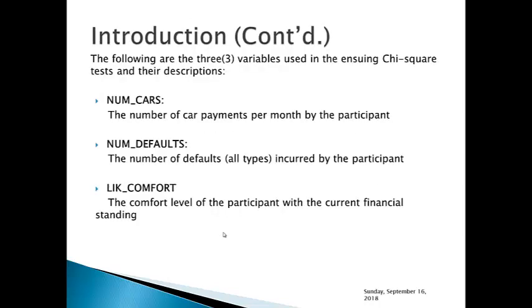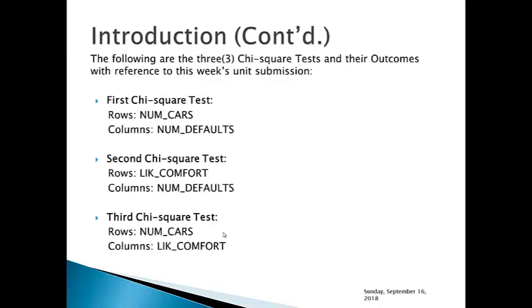The following are the three variables used in the ensuing chi-square tests and their descriptions. The variable num_cars means the number of car payments per month by the participant. The variable num_default is the number of defaults, all types, incurred by the participant. The variable life comfort is the comfort level of the participant with the current financial standing.